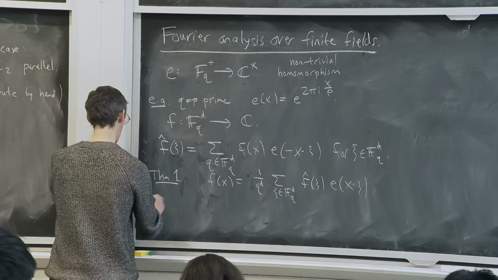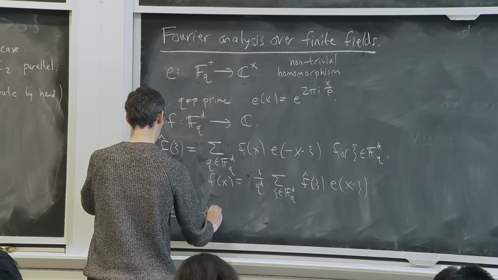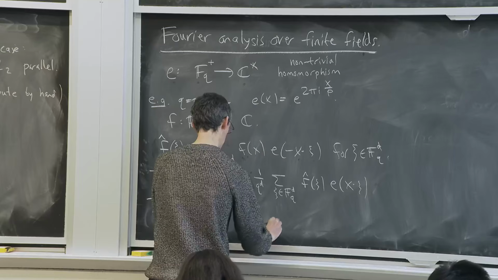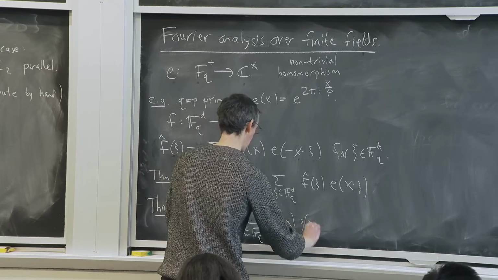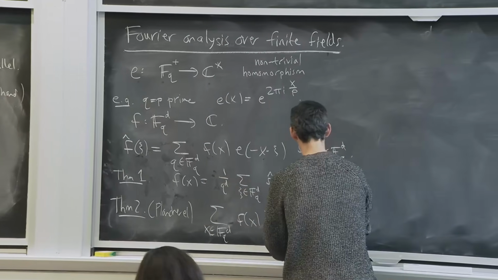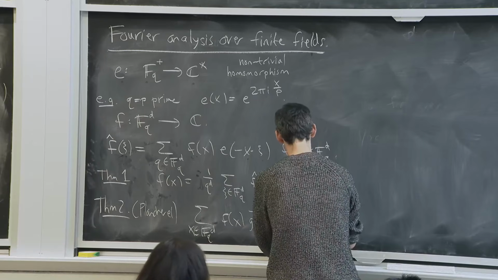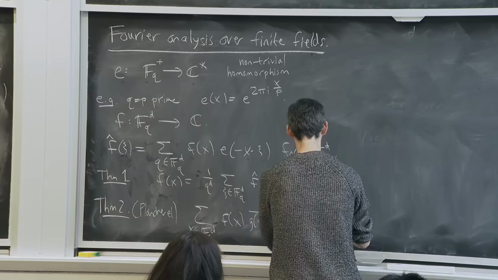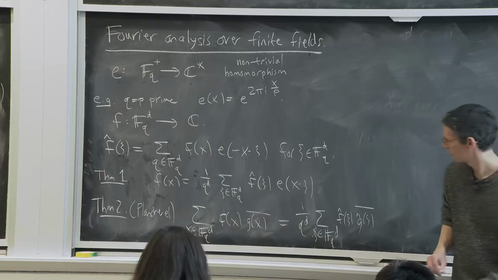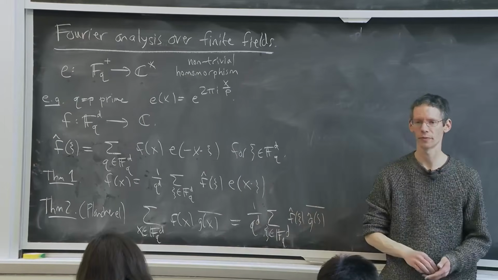OK, and theorem 2 is Plancherel. So that says that if I take the sum over FQ to the d of f of x, g of x bar, then that's equivalent to a sum on the Fourier side. And there's also a normalization. So that's 1 over q to the d, sum over xi in FQ to the d, f hat of xi, g hat of xi bar. So again, if you compute a simple example, you'll see that this is the right normalization.